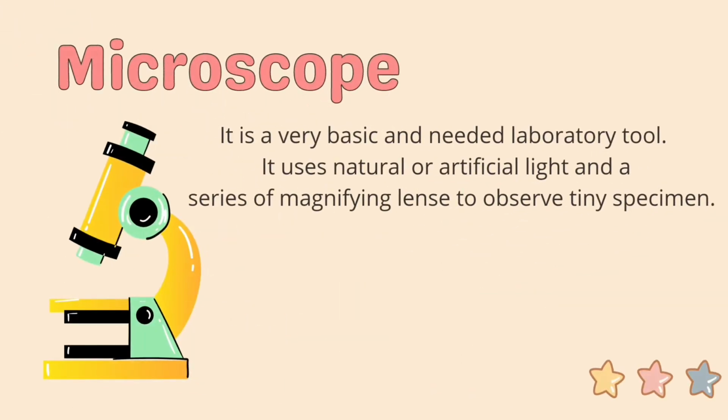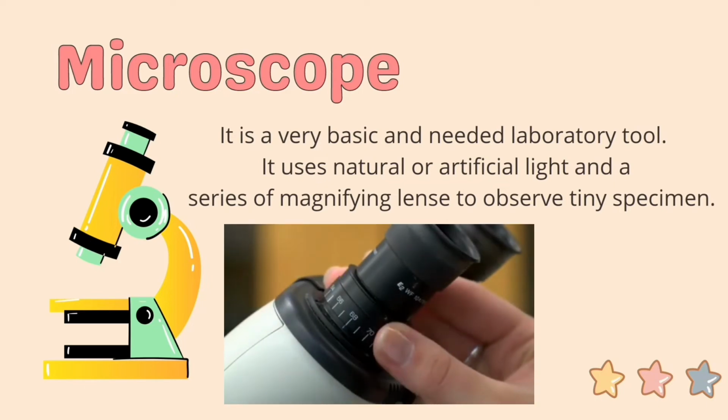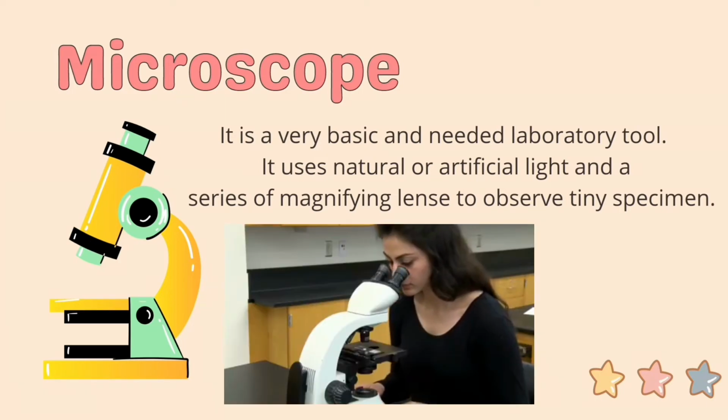Now let's start with a microscope. A microscope is a very basic and needed equipment in the laboratory. It has a natural or artificial light and a series of magnifying lenses to observe tiny specimens.